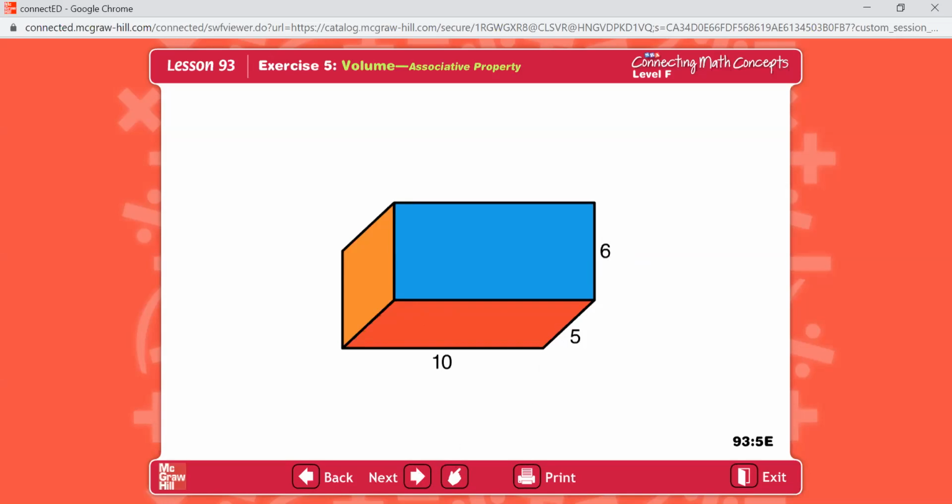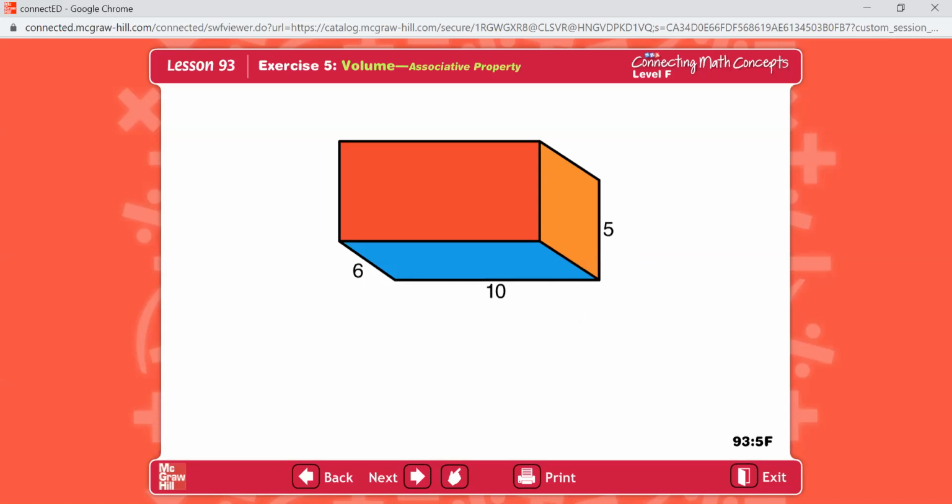Let's rotate it again. What is our new base? Our new base is 6 times 10. The blue side is now our base. And what does 6 times 10 equal? 60. If we multiply 60 by our height of 5, what does 60 times 5 equal? 60 times 5 equals 300. Our volume for this rectangular prism is also 300 cubic units.